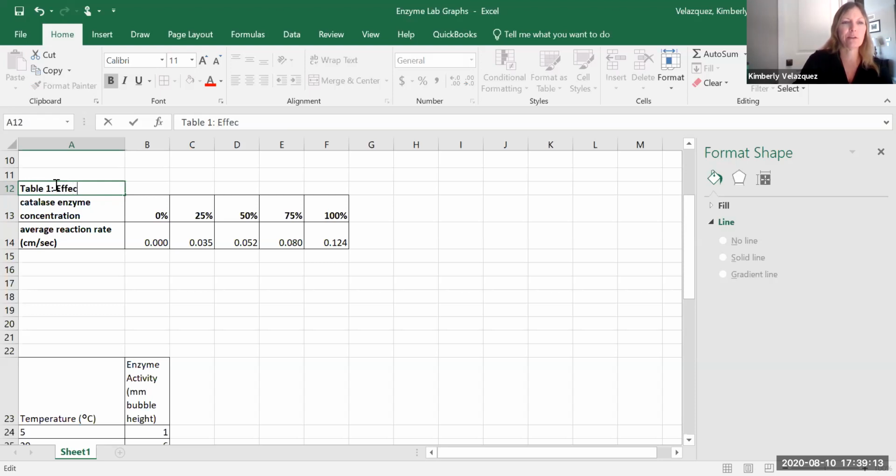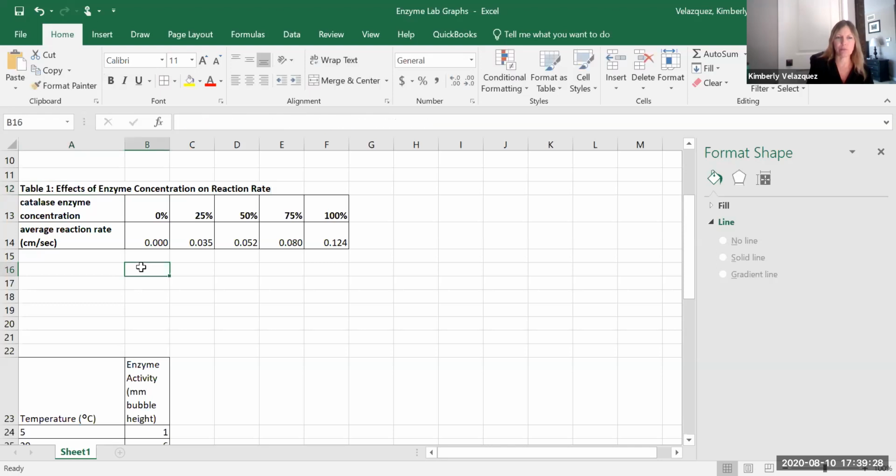So I'm going to call this effects of enzyme concentration on reaction rate. Your title should always tell you exactly what was done. It shouldn't just be table or graph.